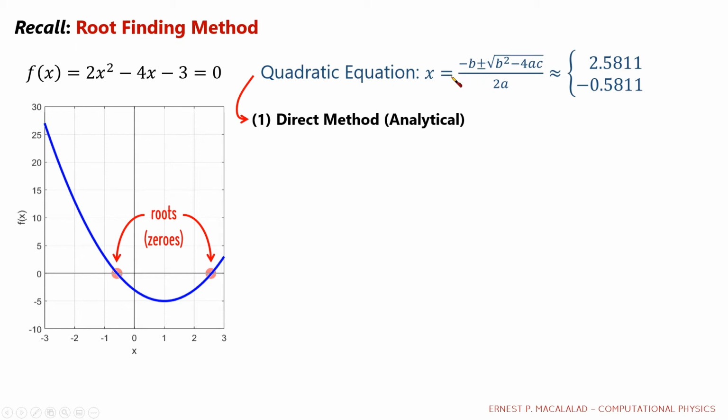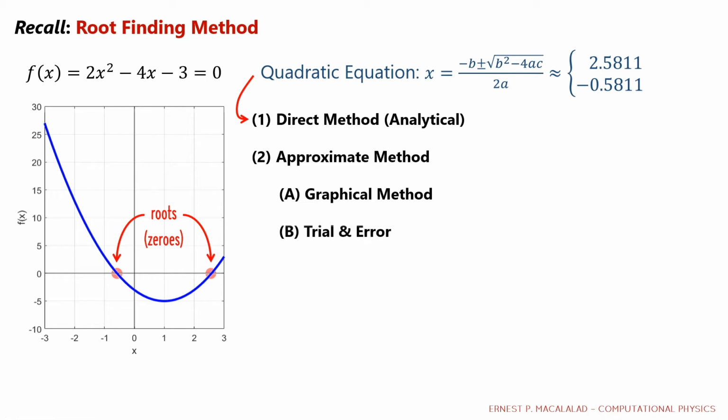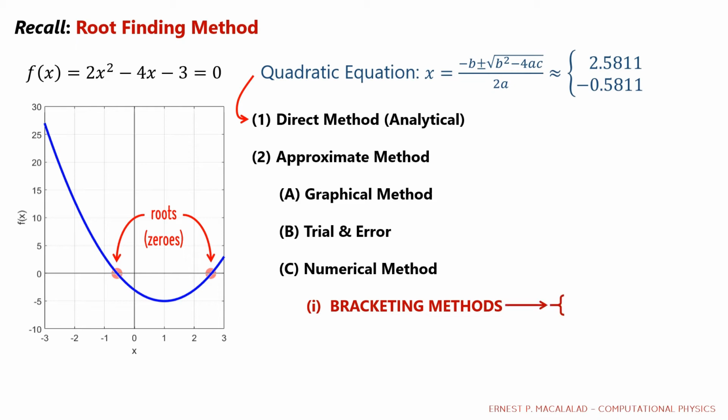But however, this quadratic formula is only applicable for quadratic equations. Of course, we can use some approximation methods, such as graphical method, a trial and error method, and some numerical methods. In this video, we're going to look into a type of a bracketing method called the bisection method.